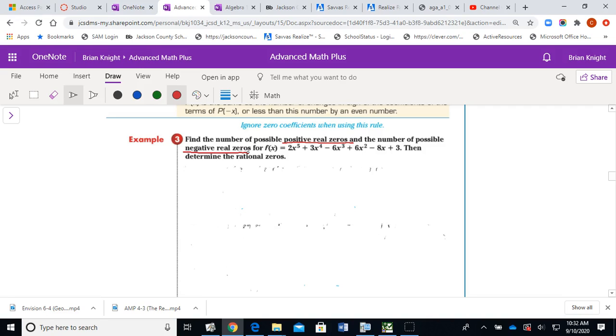Okay? Plus, did the sign change again? There's 2. Minus, sign change again. 3. Plus. So how many sign changes were there? 4. That means there are 4 positive real solutions, or zeros. Okay? That's the tops. It could be less than that.